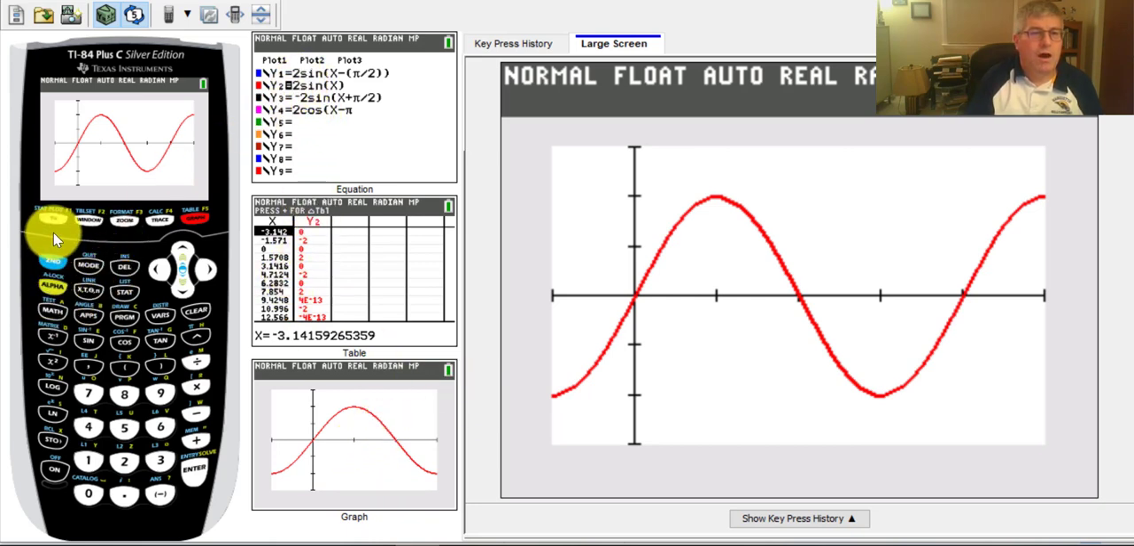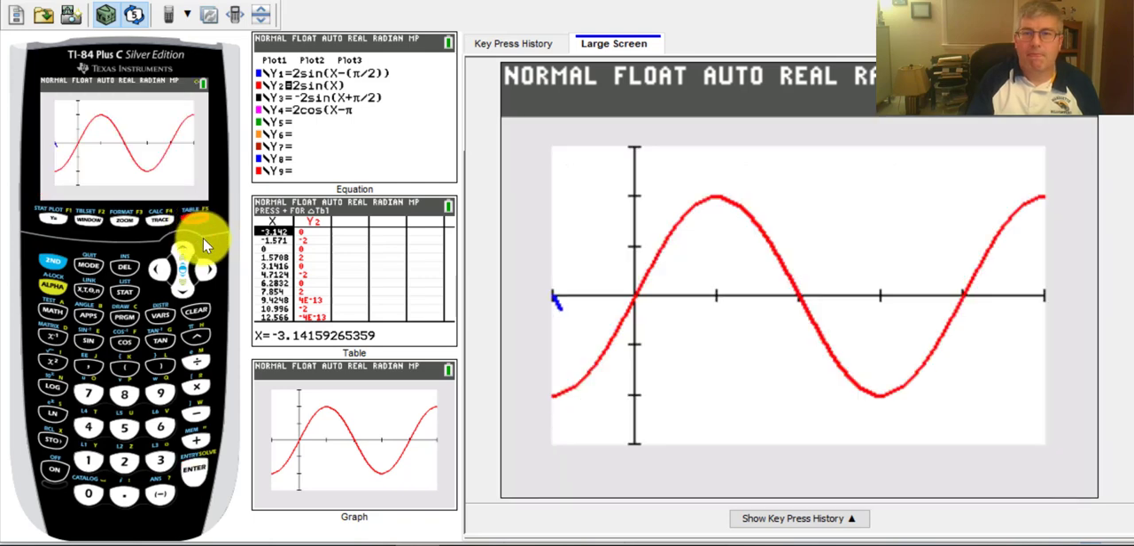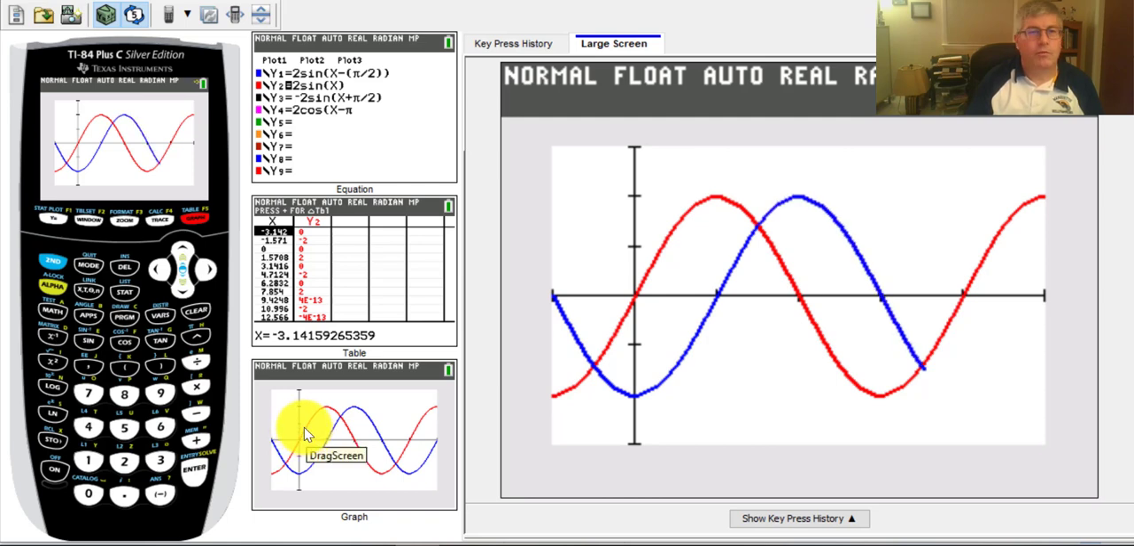And then we thought that we had shifted this. So let's go ahead and graph our answer. We had 2 sine of x minus pi over 2 as our answer. And let's see if that mimics what we had. And that would be the blue curve here. And sure enough, that's exactly what we had in our notes. That's that curve. So we got that one right.